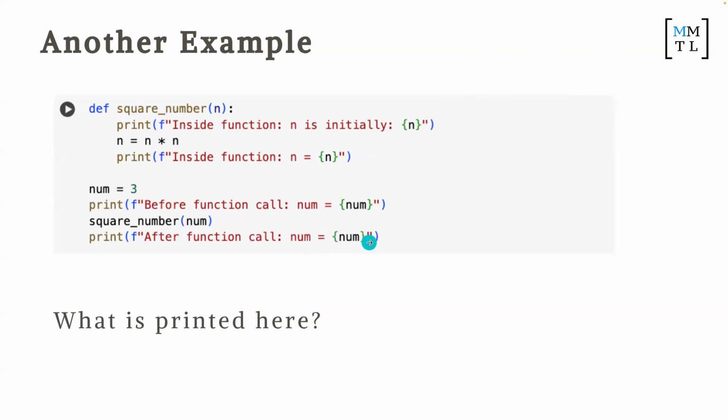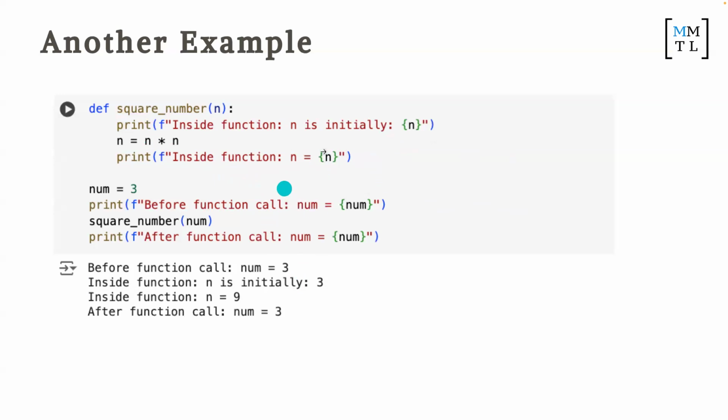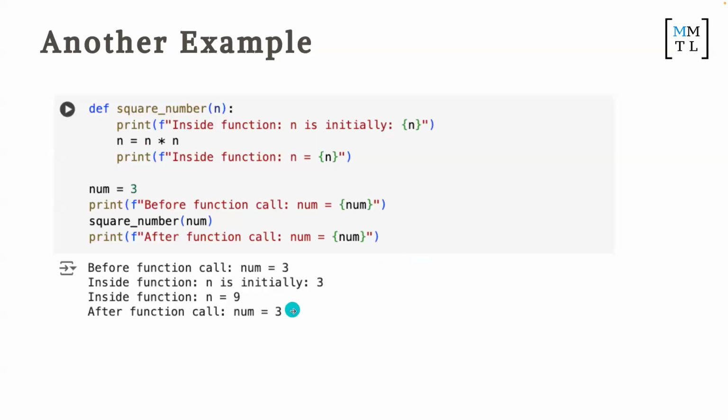So after the function call, what will num be equal to? Yeah, perfect, it's 3. So before the function call it is 3, right? Inside the function call initially, n is passed as 3, so that's 3. And then inside the function it is being modified, so it's 9. But whatever modification we make here is different, so num is still equal to 3. Okay, any questions about the scopes and mutability so far?